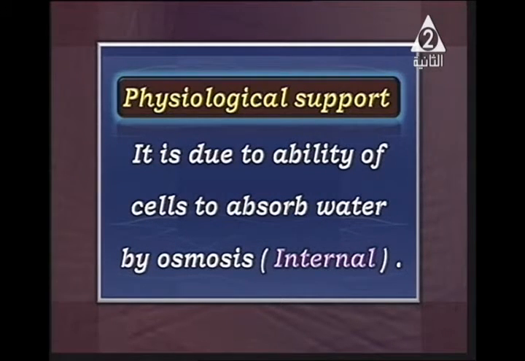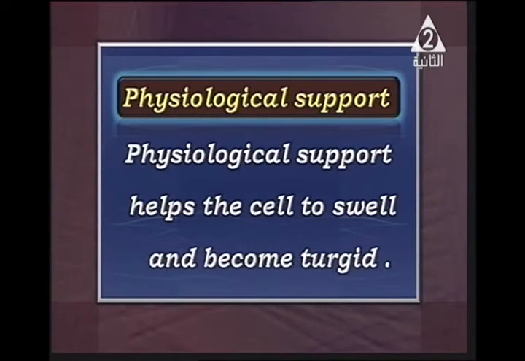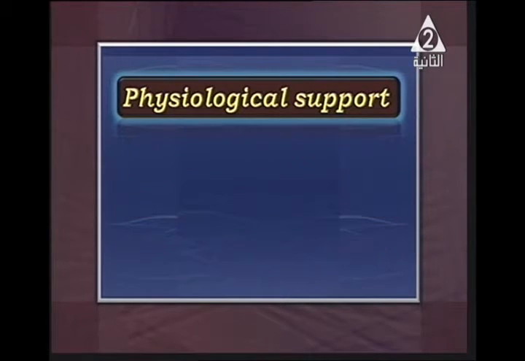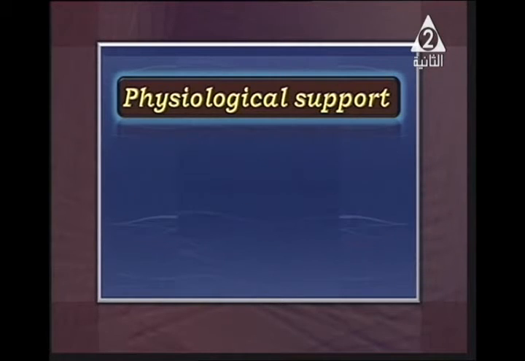Physiological support also helps the cell to swell and become turgid. Become turgid, it means what? It means to absorb a suitable amount of water. As a result of absorbing a suitable amount of water, the size and pressure of vacuoles increases. I mean the sap vacuoles inside the plant cell.